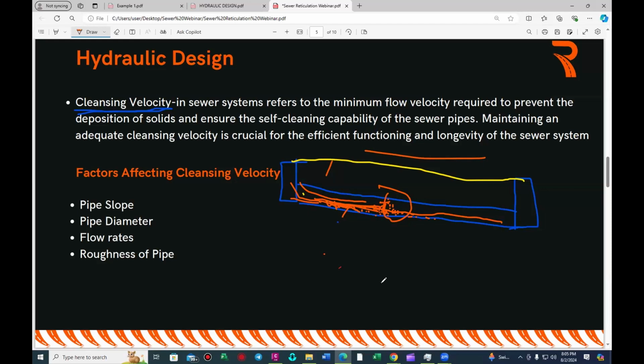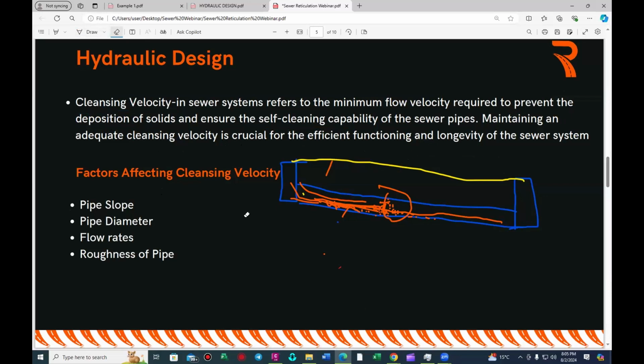It's the minimum flow velocity that is required to prevent the deposition of solids and ensure self-cleansing capabilities of sewer pipes, right? So maintaining an adequate cleansing velocity is crucial for efficient functioning and longevity of the sewer system. All right, so I'm happy with that. I hope you guys got that.